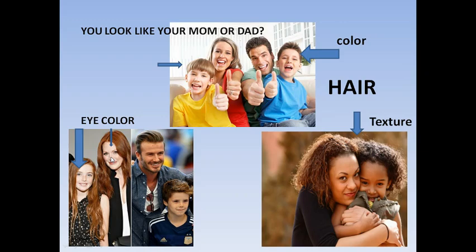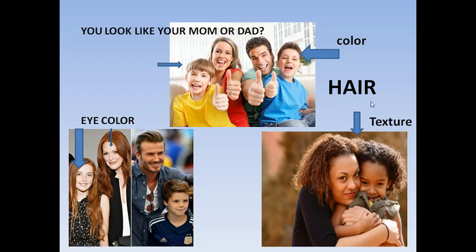Here see the color of the eye. Color of the eye is a character, whereas what color the eye is, black, or green, or blue, this specific color is a trait.